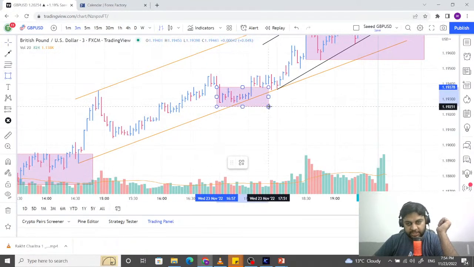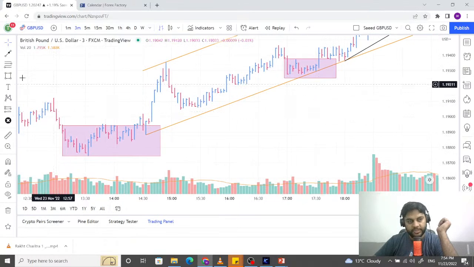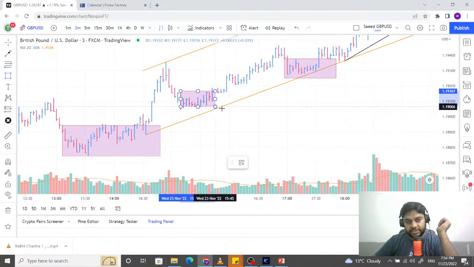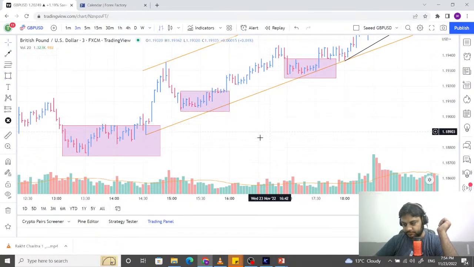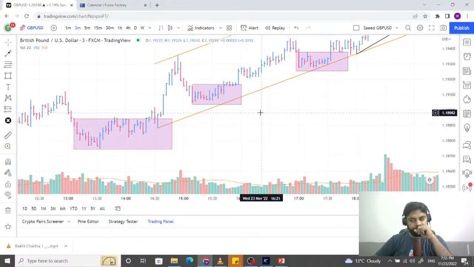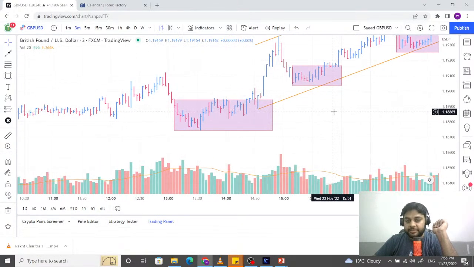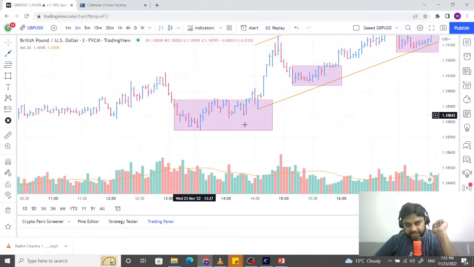What do you see over here? This is another accumulation. You can call this reaccumulation. What do you see over here? Reaccumulation. So the major trend is up. The major trend is up. When did the major trend start? It started right here, over here.